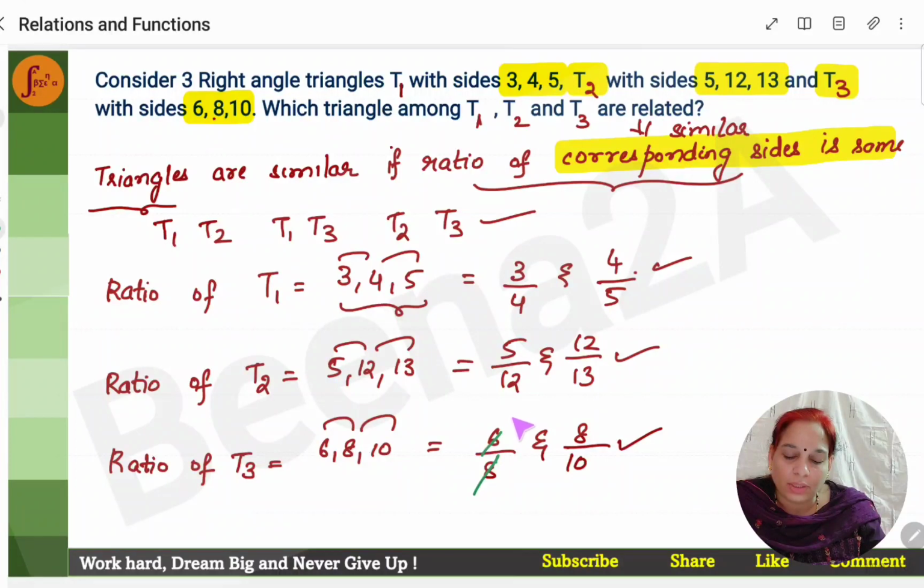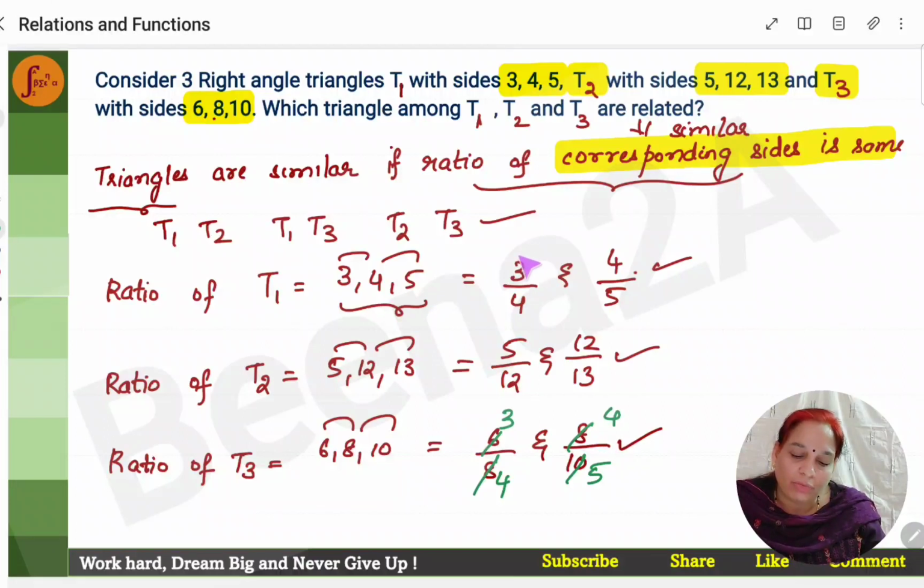So 3, 2 3s are, 2 4s are, 2 5s are. Here, can you cancel anything? No. Here also you can't cancel. 5 by 12? No. 12 by 13? No. Right? But here you can cancel. Now after cancelling, if you get the same ratios, then it is called similar.